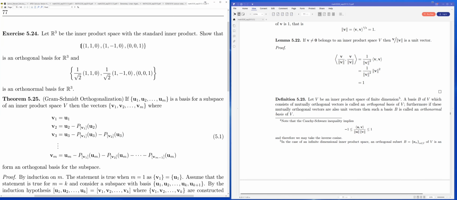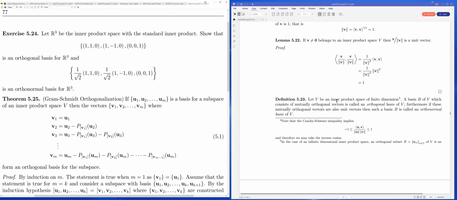Alright, so let's recall what a basis is. If I have a vector space such as R3, and I have a set of vectors that are linearly independent and that span R3, then these vectors form a basis for R3. So a basis is a set of vectors that are linearly independent and that span the vector space.